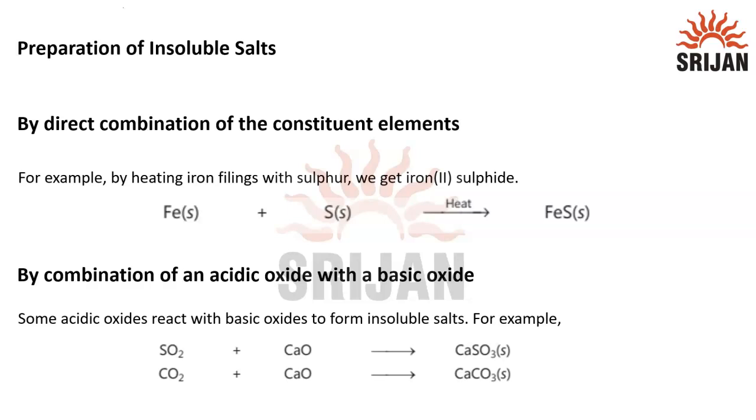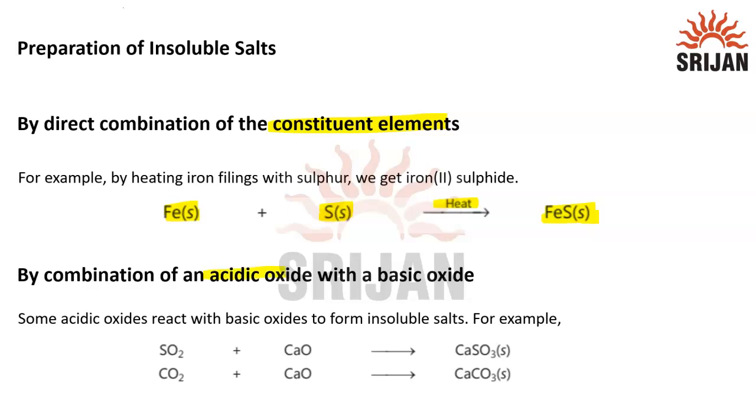Then the preparation of insoluble salts. The first one is simply by direct combination of the constituent elements. For example, on heating iron filings with sulfur, we will get iron sulfide, which is an insoluble salt, and it exists in the solid form.